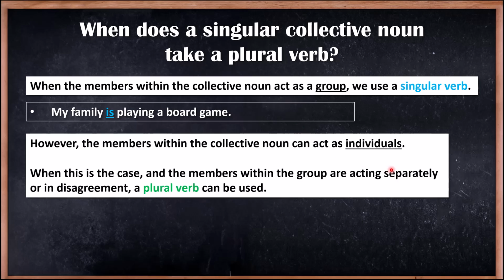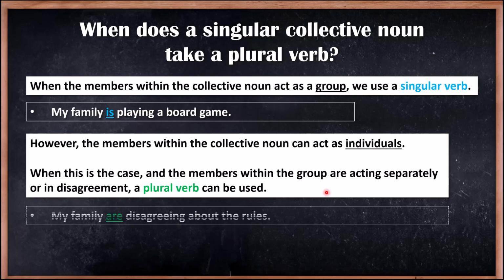However, the members within the collective noun can act as individuals. And when this is the case, and the members within the group are acting separately or acting as individuals and not doing the same thing, or they disagree, we can use a plural verb. For example, my family are disagreeing about the rules. In this case, the focus is on different members of the family having different opinions and they are arguing.